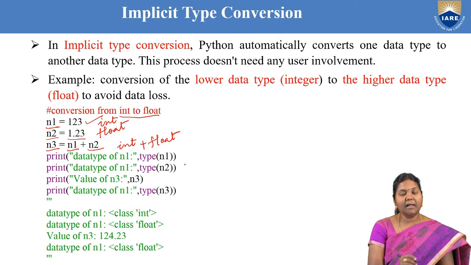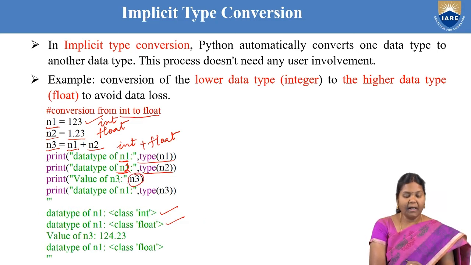To check the data type of a variable, we have the type function in Python. We are printing the data type of n1 by writing type of n1. It tells you that it belongs to class integer. Similarly, we are checking the data type of n2 by writing type of n2, and you can see that n2 belongs to class float.